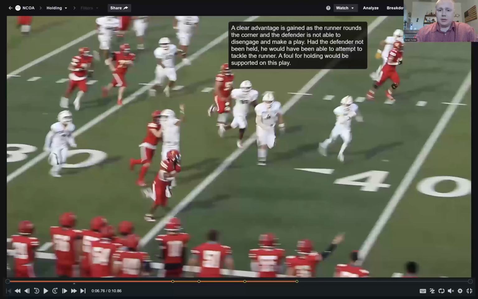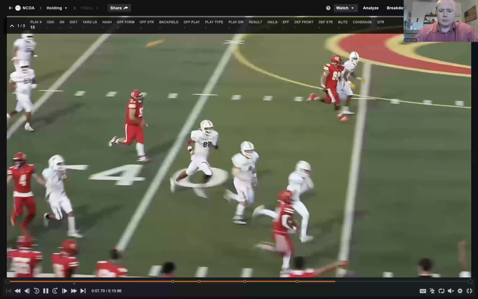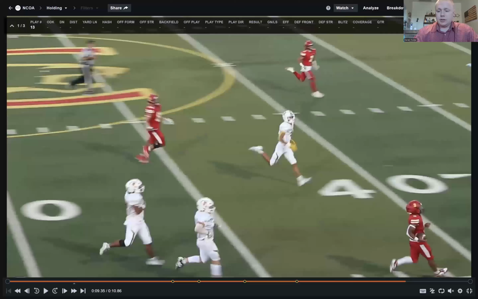All right, the defender loses his step, and there's a clear advantage. The ball carrier is able to get to the outside, and he is off and running. You can see he goes on for a sizable gain. So there's a clear impact on the play here. It's clearly at the point of attack, and there was material restriction. So we'd want to see a foul for holding on this play.